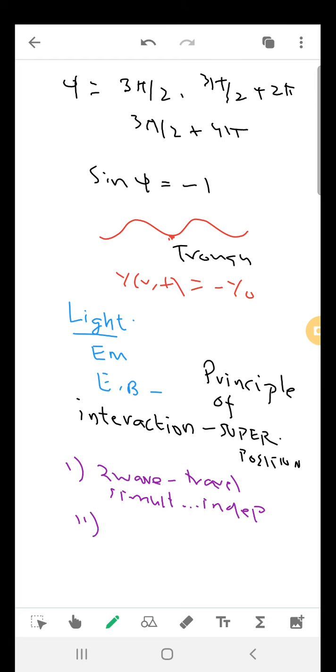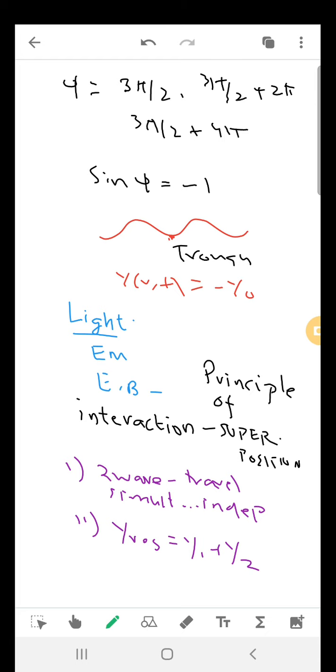And the second postulate says that the resulting wave displacement at any point of time is the vector sum of the displacements of the individual waves. That means if there are two waves interacting, the resultant displacement will be the sum of the displacements of the individual waves.